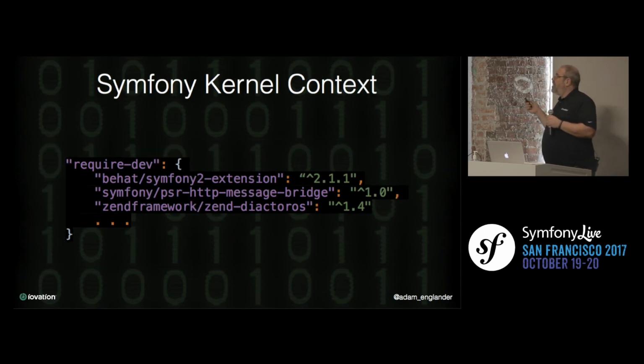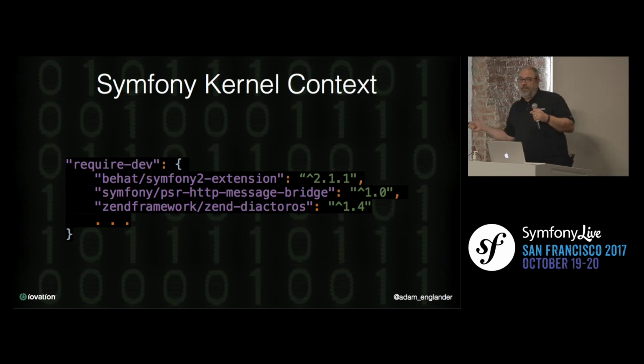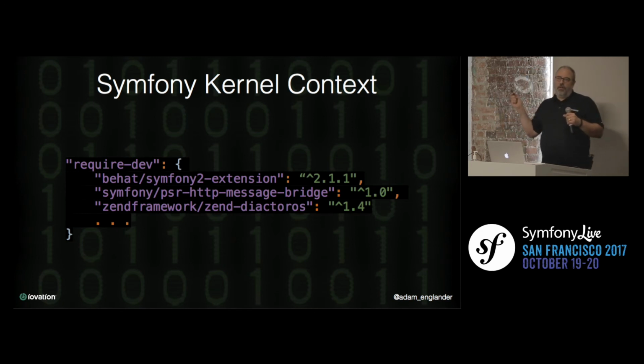So then you move to the Symfony kernel context. And it has a few more pieces to it. So you need the Symfony 2 extension for Behat. You also need the Symfony PSR HTTP message bridge, which allows you to move between PSR7 and Symfony kernels. And you need an implementation. And the easiest one for me to find, especially because it works well with the bridge, is Zend Diactoros. So is that a lot of stuff to stick in your project? Probably, but it's only being done in the dev include, so it's only there for testing. So it's not going to be in your final product, so I don't think you need to worry about it too much.